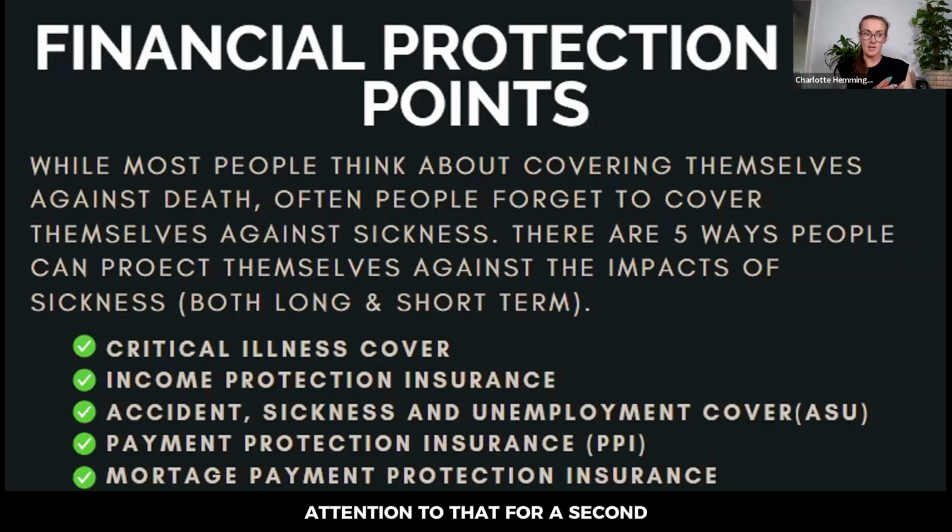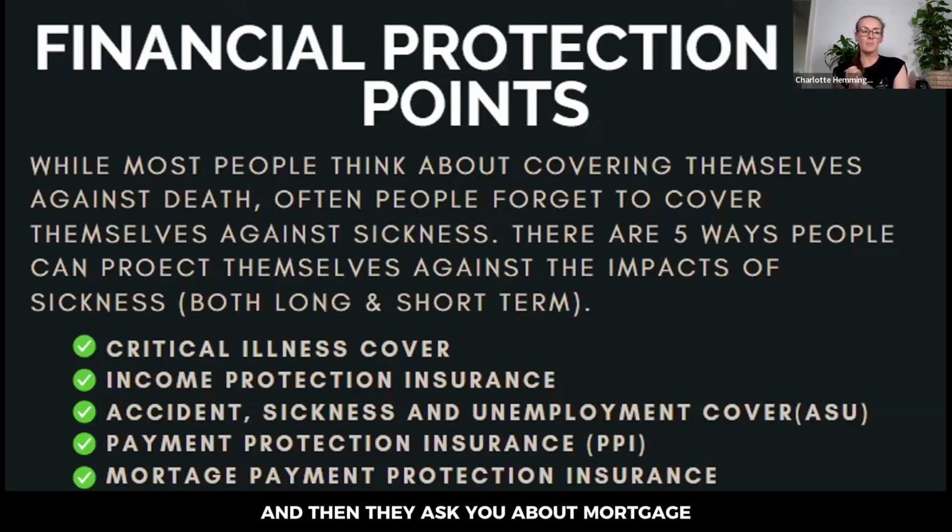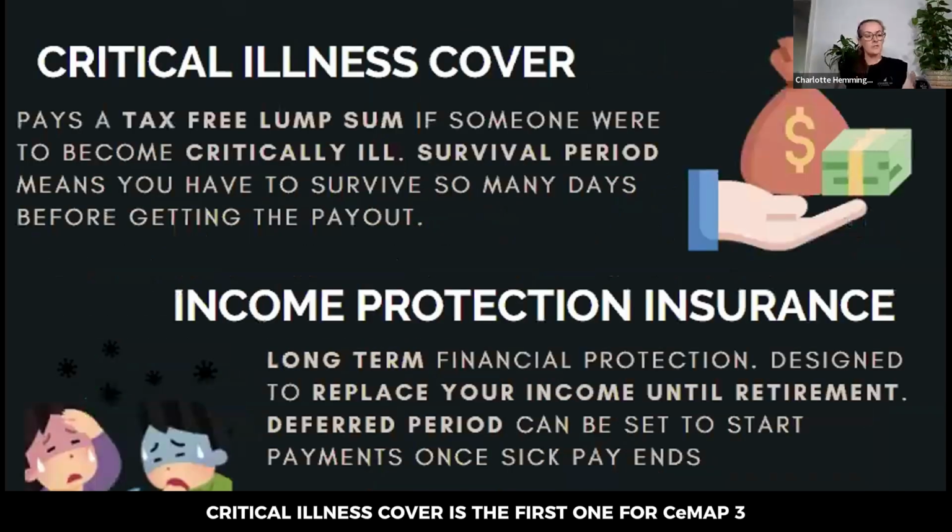And I just want to draw your attention to that for a second, because sometimes what can happen is they will ask you about mortgage protection insurance, which remember is decreasing term life insurance. And then they ask you about mortgage payment protection insurance, which is just one word different, completely different product. It's not life insurance. So do make a note of that as well if you are making notes. So just to box off these then real quick, critical illness cover is the first one.